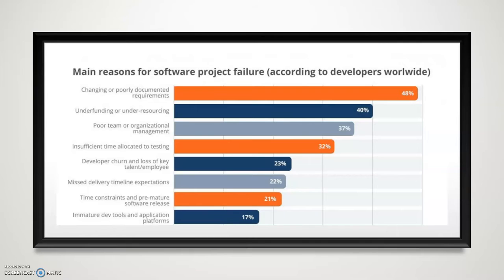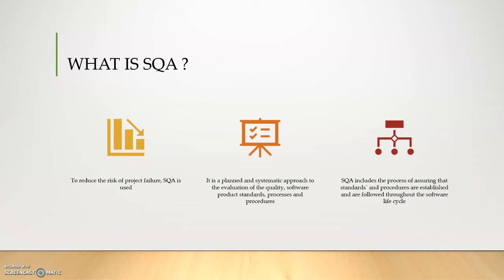They help the clients reduce any cost overruns and ensure that the team or organization is prepared to do the software project properly. So it is very important to have a proper QA team and an SQA document. What is SQA? Basically, SQA is a document. It is a planned and systematic approach to the evaluation of the quality, software product standards, processes and procedures.